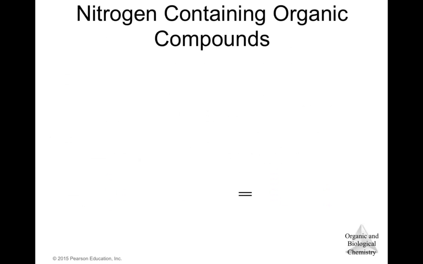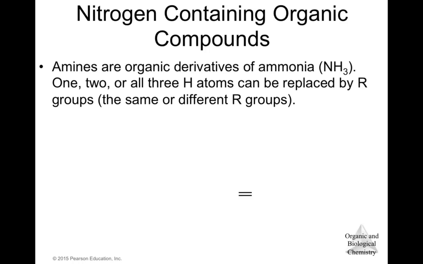So let's talk now about nitrogen-containing organic compounds. These are the amines, and the amines are the organic derivatives of ammonia, NH3. One, two, or all three hydrogen atoms can be replaced by R groups. Okay, so these could be the same or they could be different. So for example, here we have the ethylamine. This one has substituted just one hydrogen from ammonia with an ethyl group. We have here this one that substitutes all three hydrogens for a methyl group, so that's why it's called trimethylamine.